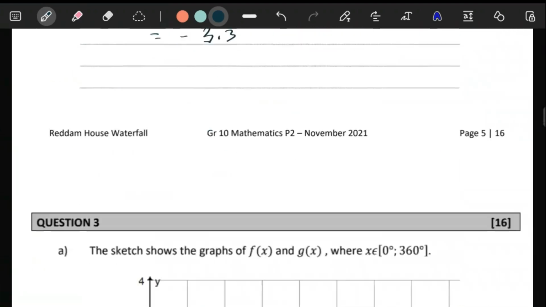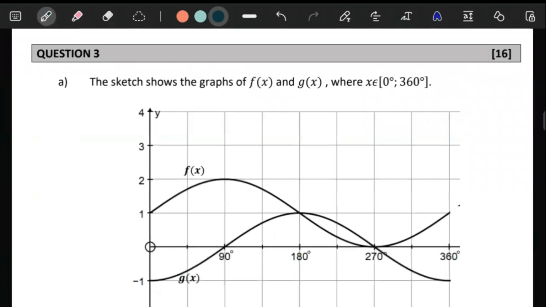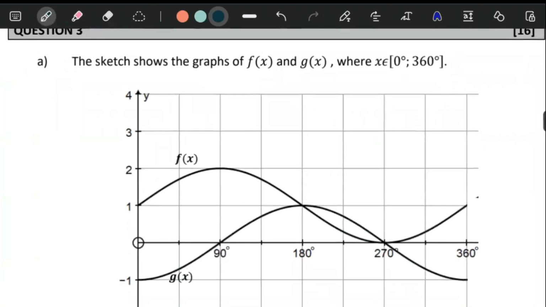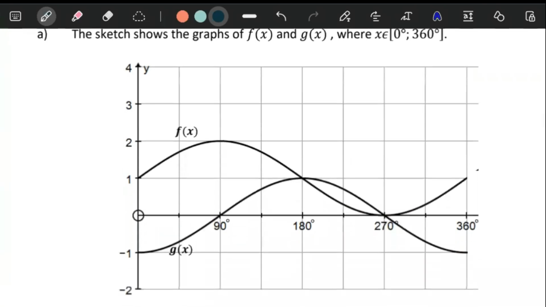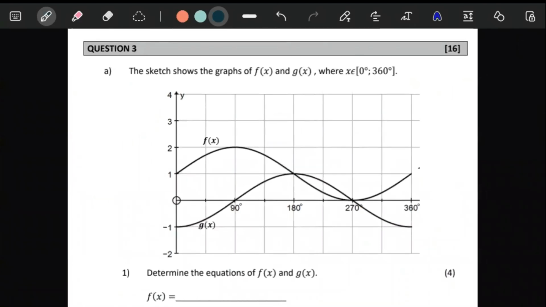The next question is question number 3. Question number 3, we have more trigonometry. It says here, the sketch shows the graphs of f and g between 0 and 360 degrees. At first glance, we might think we know what kind of graphs these are, but you know how trigonometry can be, so let's not assume. The next one says determine the equations of f and g. So f looks like a sine graph, g looks like a cos graph.